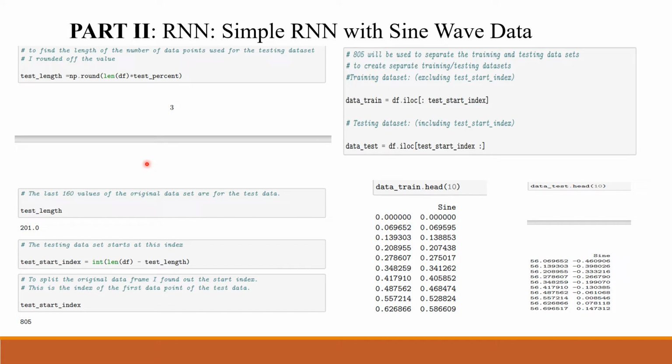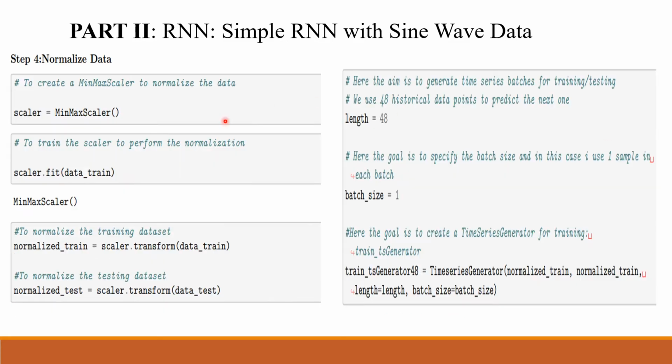This is a continuation of the process that I undertook. Here we can see the last 160 values of the original dataset for the test data, which is 201. Then this is the index for the first data point. And here we see a display of the training data, the first 10 values, and the sine values as well. In this step, I normalized the data using the MinMaxScaler, and then I used 48 historical points to predict the next one. That is what I set here. And then the batch size was 1.